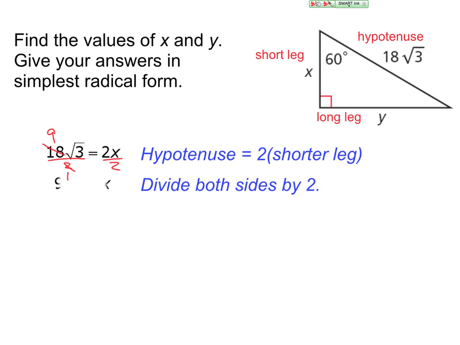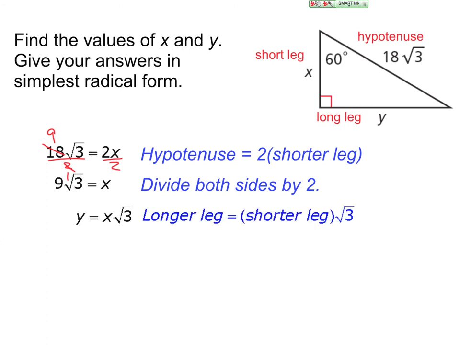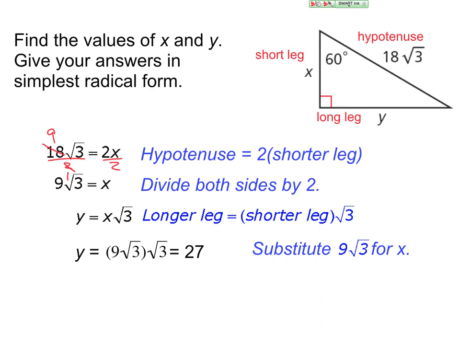X will become 9 times the square root of 3. All right, now the long leg. What's the pattern for the long leg? Right, we have to multiply this short leg times the square root of 3. So we need to take 9 square roots of 3 times the square root of 3. Oops, showed the final answer there.